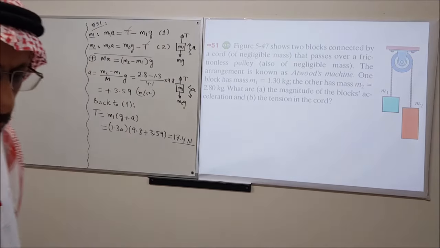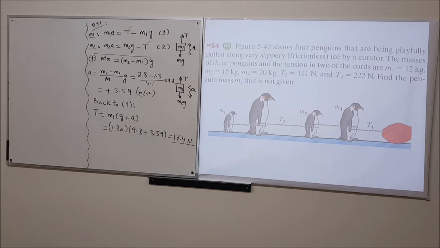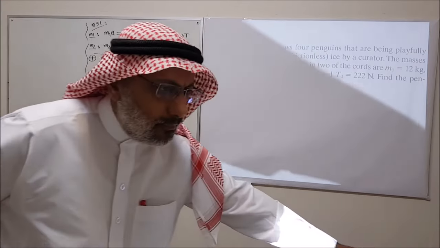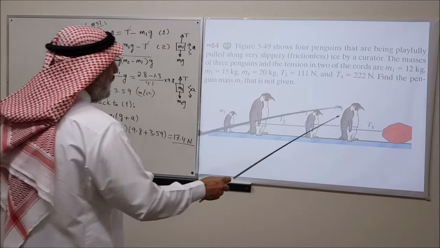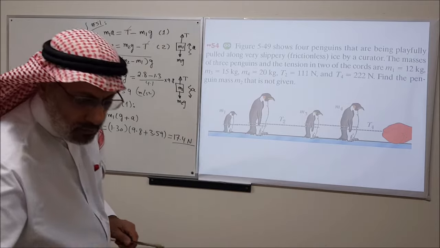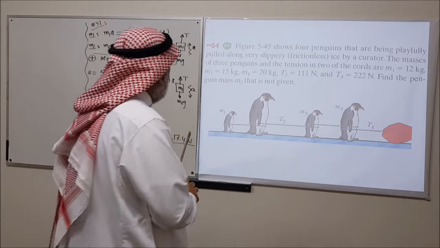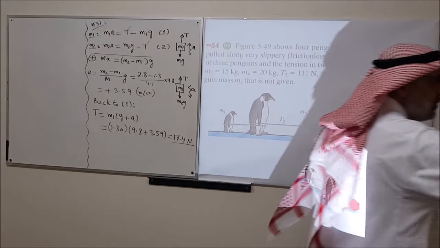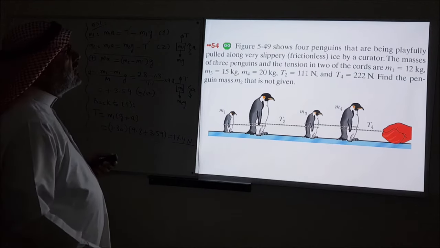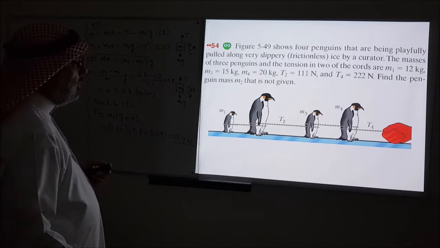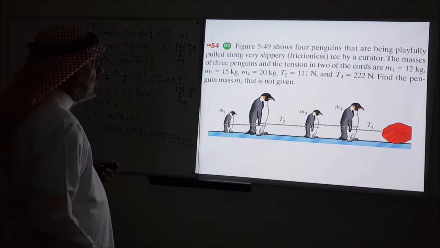Next, we will move to problem 54, where we have many, many tensions involved. Let's read the problem. The problem says, the figure here shows four penguins that are being playfully pulled along very slippery, frictionless ice by a curator. So this is a smooth surface.